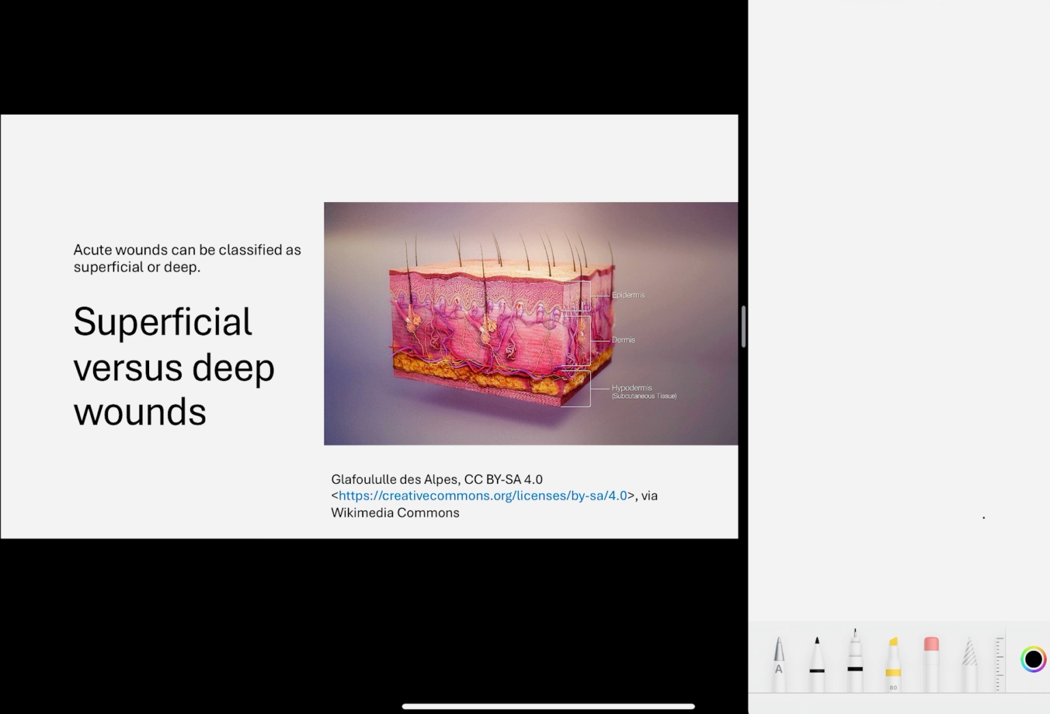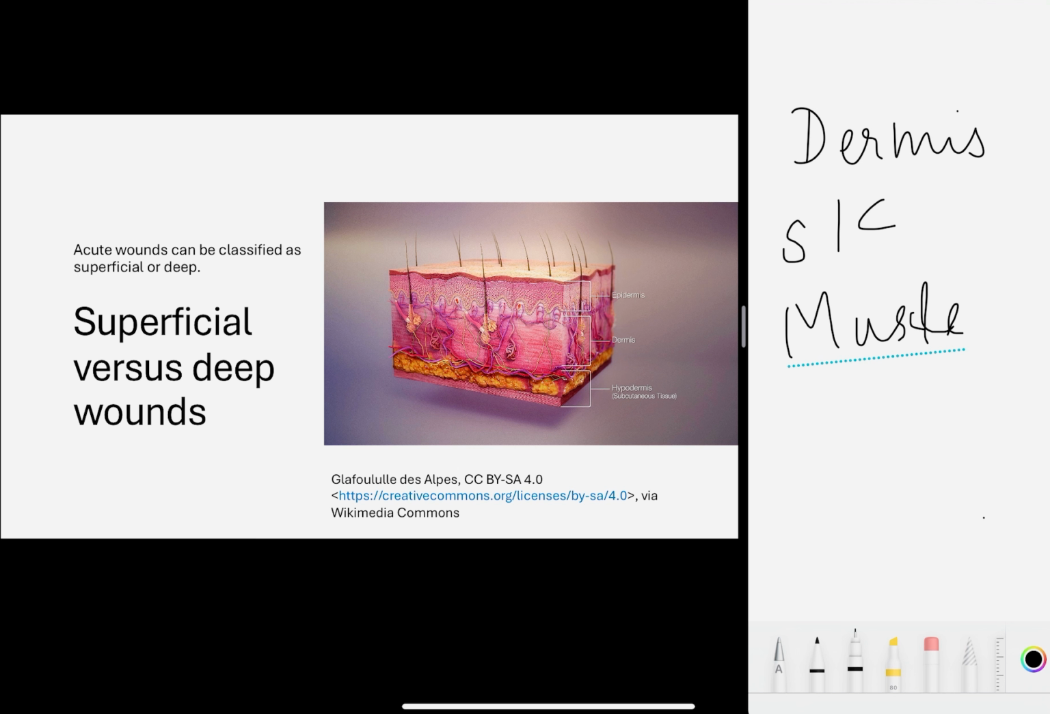Now coming to superficial versus deep wounds. Superficial wounds do not penetrate beyond the dermis, whereas deep wounds will involve subcutaneous tissue and may involve the muscle and the bone. Okay, so in this picture you can see that this is epidermis, this is dermis and this is subcutaneous tissue. So the superficial wounds do not penetrate beyond the dermis and the deep wounds involve the subcutaneous tissues and may involve the muscle and the bone.